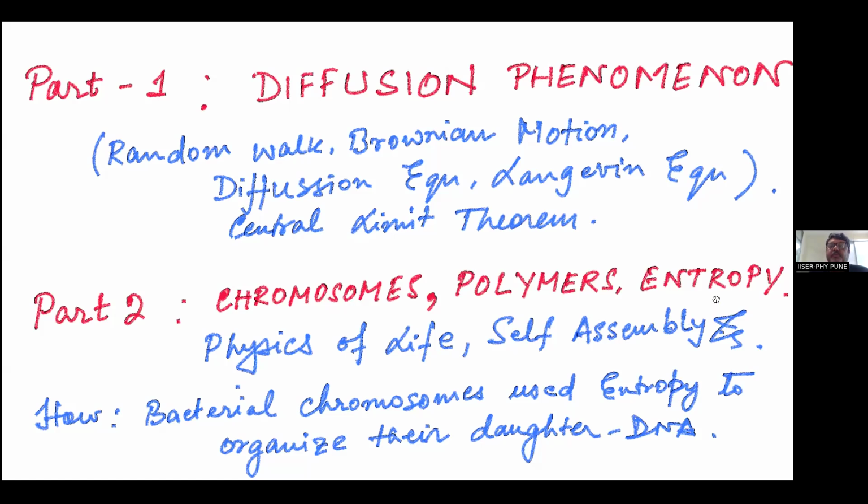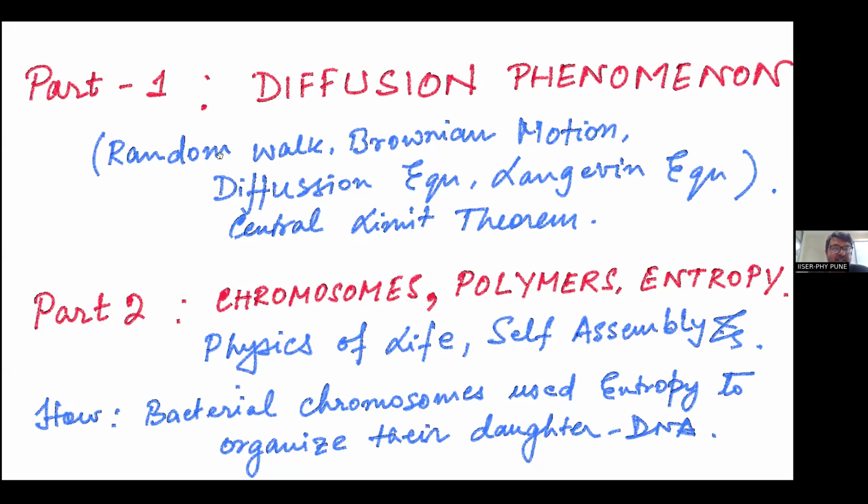Basically, this is more about my work and research, but before that, I shall give an introduction to what chromosomes and polymers are. But to understand the physics that I'm using in part two of my talk, which is actually about physics of life and my work, one needs some familiarity with the phenomena of diffusion of Brownian particles in a liquid.